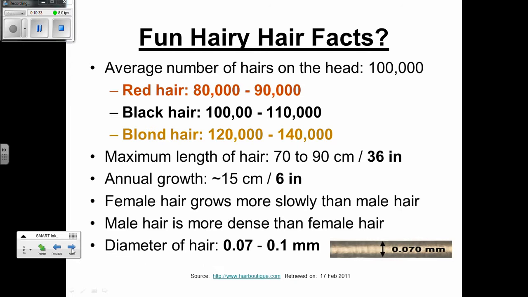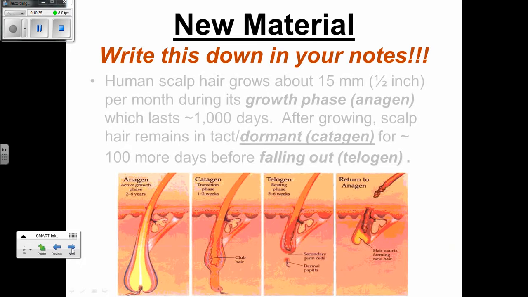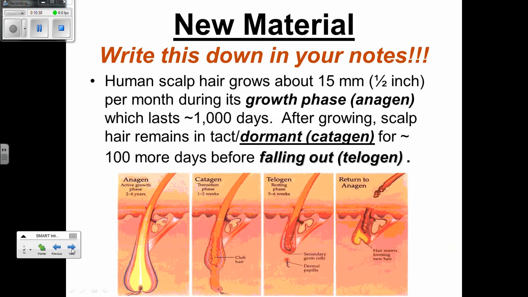All right? Now here's where some of the new stuff is coming in. Your hair grows about 15 millimeters per month. I would like you to know that stat. About 15 millimeters per month, which is about half an inch. And during what we call the growth phase, or what you'll hear in science, the anagen phase. So I want you to be able to link the anagen phase as meaning growth phase, and I want you to be able to recognize that the catagen phase represents the scientific name for when the hair is dormant.